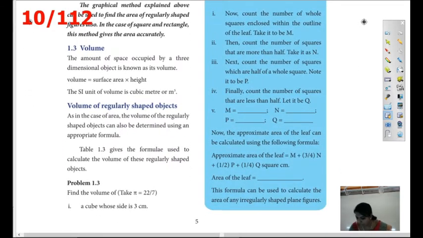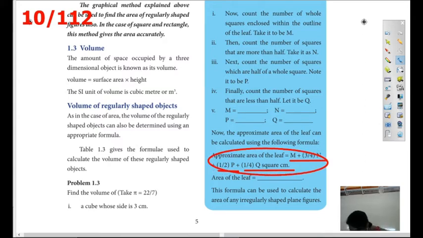Now, the approximate area of the leaf can be calculated using the formula. Now, we are going to see the formula. Area of the leaf is equal to M plus 3 by 4 into N plus 1 by 2 into P plus 1 by 4 into Q square centimeter. We have to substitute the value of M here, value of N here, value of P here, and value of Q here. We have to find out the total, and that is the area of the leaf.